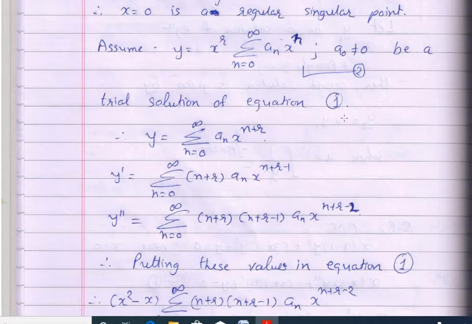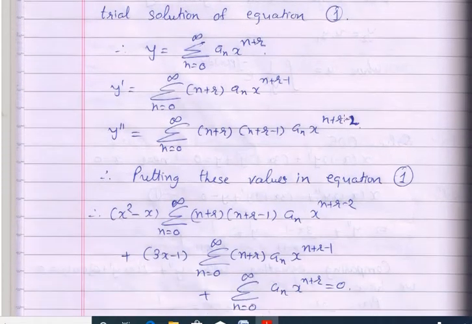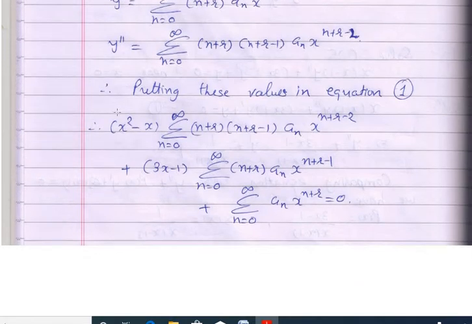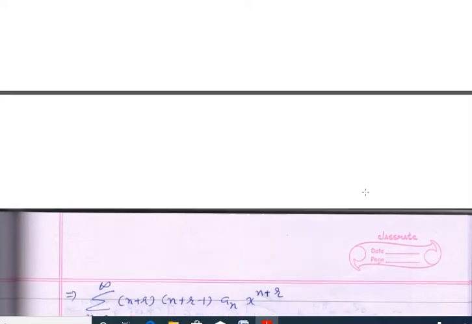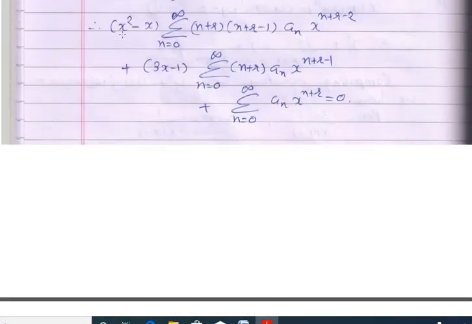Putting these values in equation 1, that will give you (x square - x) into y'', that means Σ (n + r)(n + r - 1) a_n x^(n+r-2), plus (3x - 1) into Σ (n + r) a_n x^(n+r-1), plus Σ a_n x^(n+r) equal to 0. Now what we are going to do, we are going to separate out the terms x square into the whole term, x into the whole term, 3x into the whole term and 1 into the whole term. That means totally we have 5 terms.